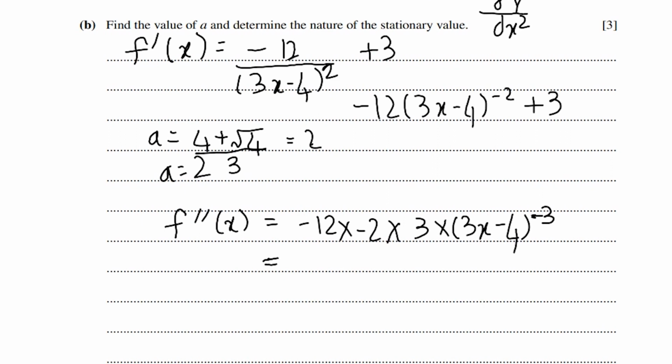So minus 12 into minus 2 is 24. 24 multiplied by 3 is 72. So 72 times (3x minus 4) raised to the power minus 3. This is the double differential of f(x). We have to determine the nature of the stationary value.